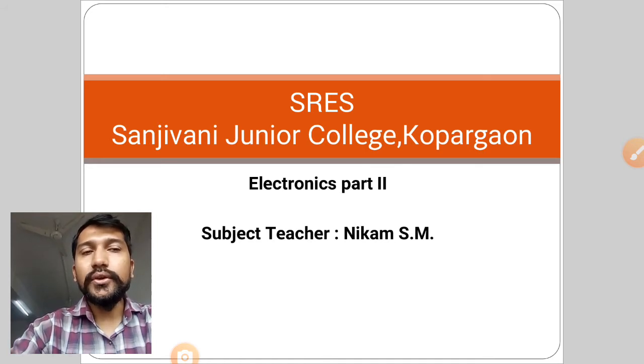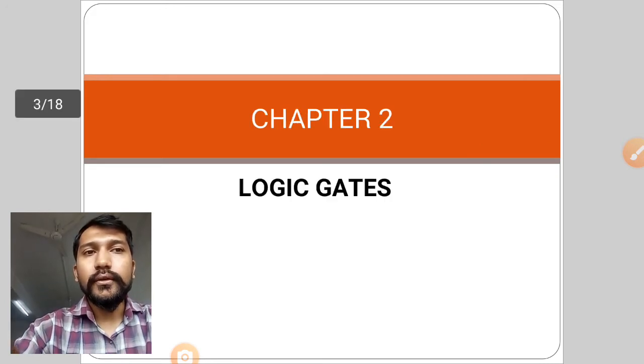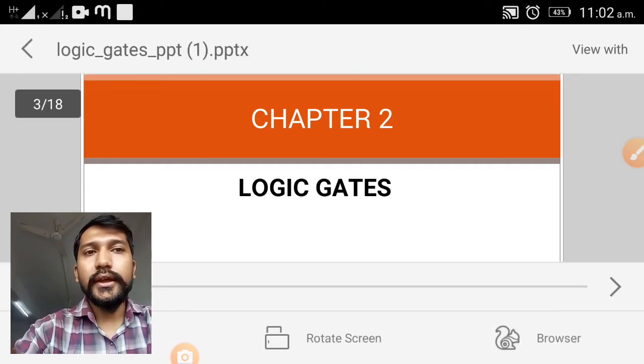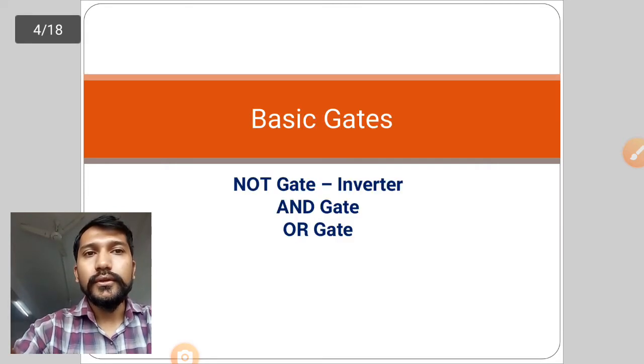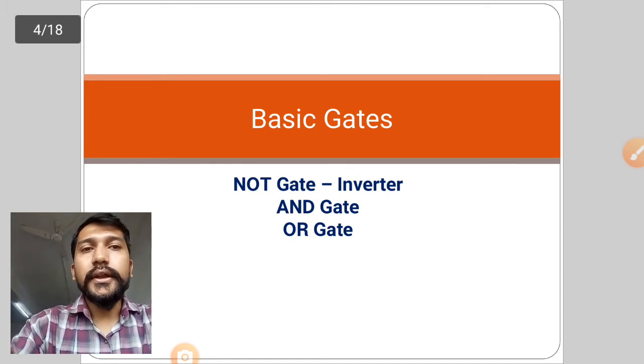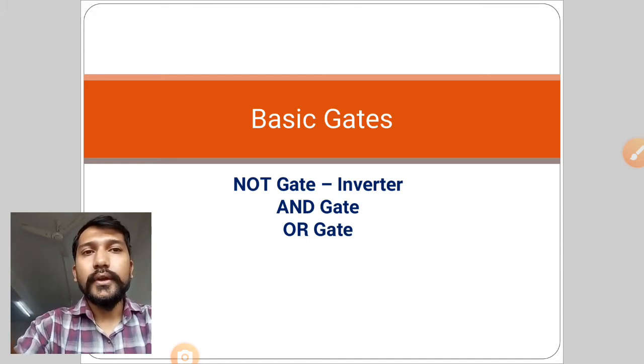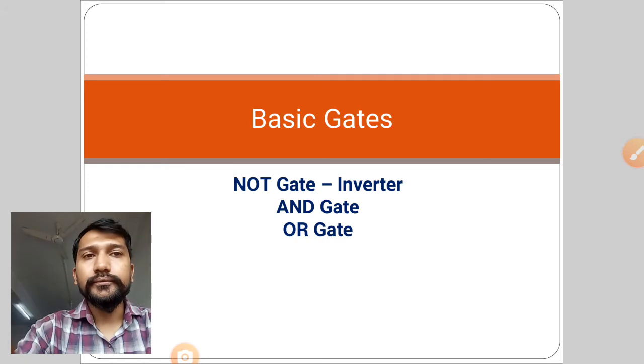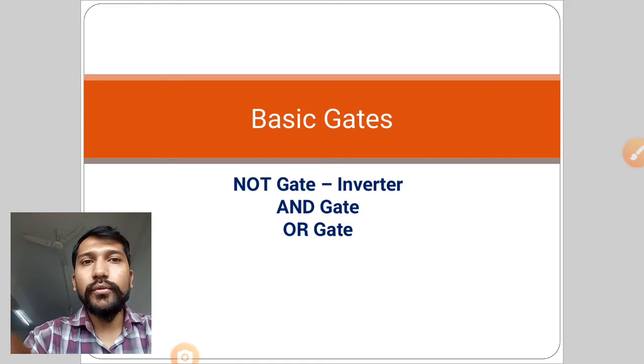So there are basically two types of gate. Which are the two types of gate? First is your basic gates and second is your derived gates. Basic gates include NOT gate, AND gate and OR gate. Each and every IC will have its own function. So let us study one by one what operation the NOT gate is going to perform, what operation the AND gate is going to perform and what operation the OR gate is going to perform.